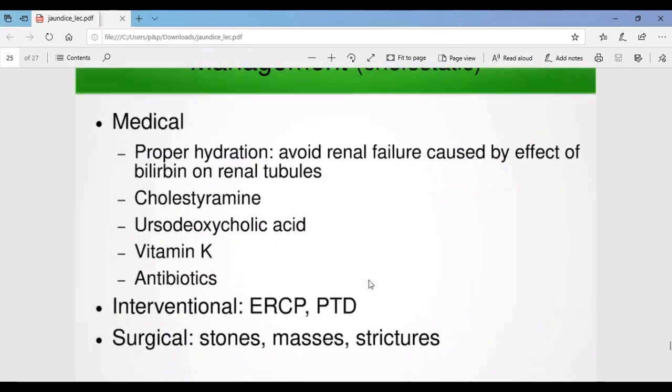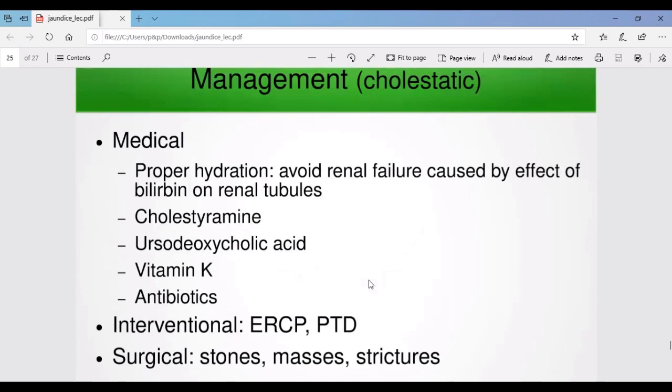So this was the clinical approach, how we take the history, how we examine, and then how we investigate by labs and by imaging. The management of unconjugated hyperbilirubinemia is usually the management of the cause. If it is hemolytic anemia, we manage hemolytic anemia. Gilbert, we just reassure the patient. But for cholestatic jaundice, we have additional things to do.